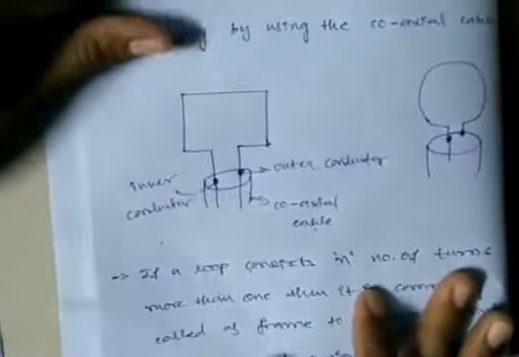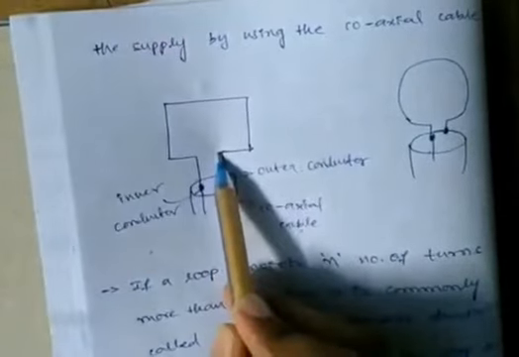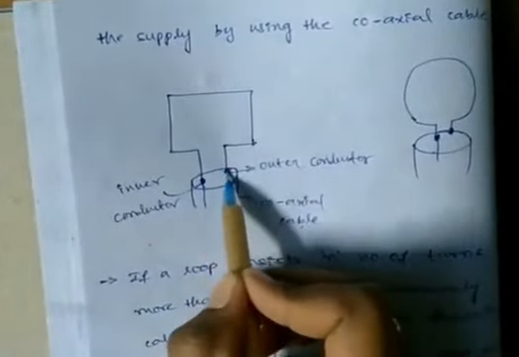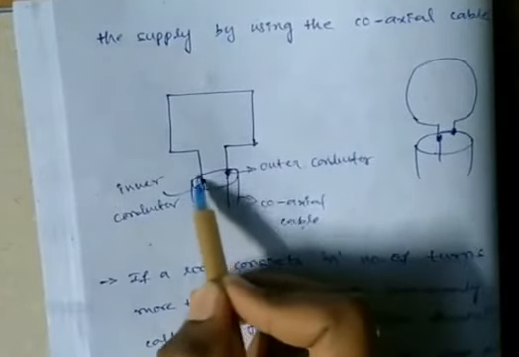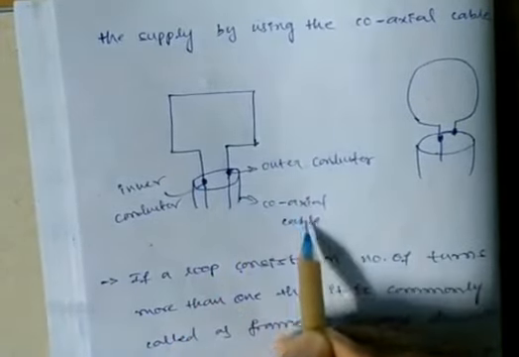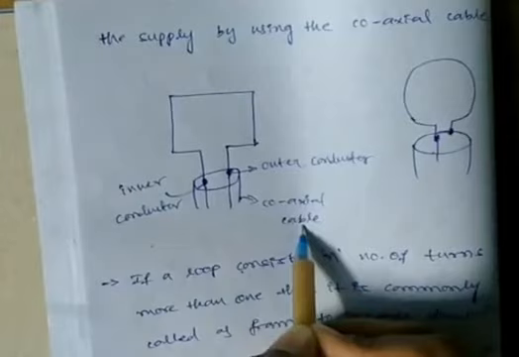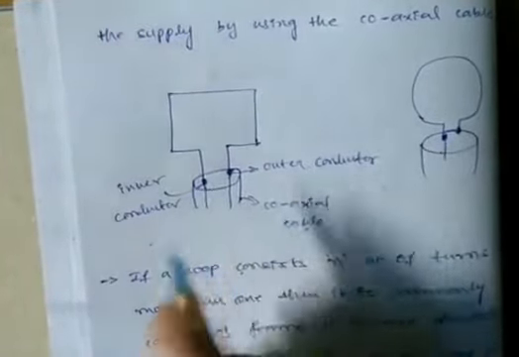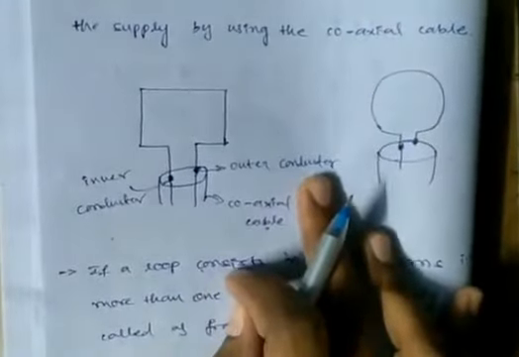See here, I am taking one example, a square loop antenna. For this square loop antenna, we have two end terminals. These two end terminals are connected to the coaxial cable. Already we know that the coaxial cable has two conductors: one is the inner conductor and the other one is the outer conductor.